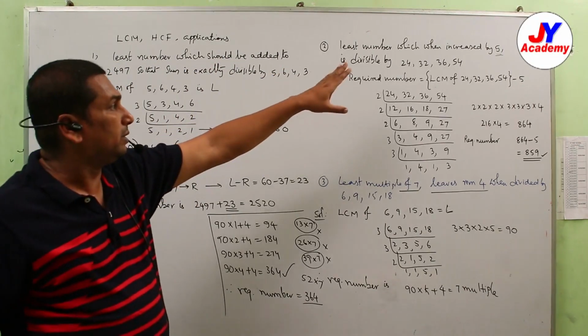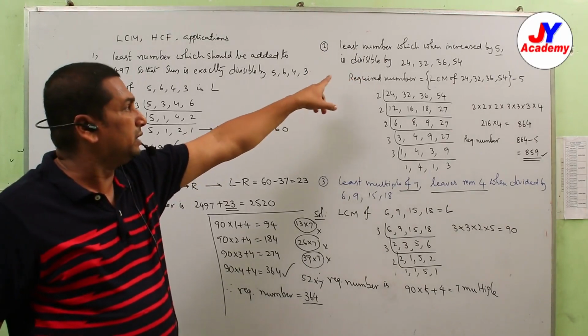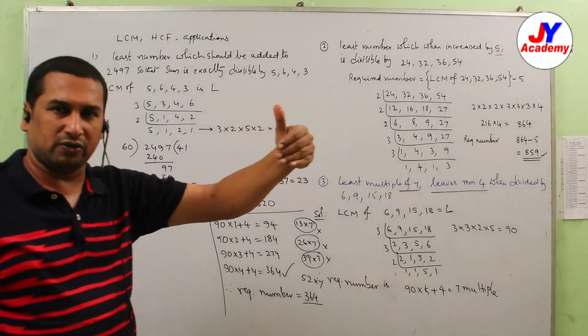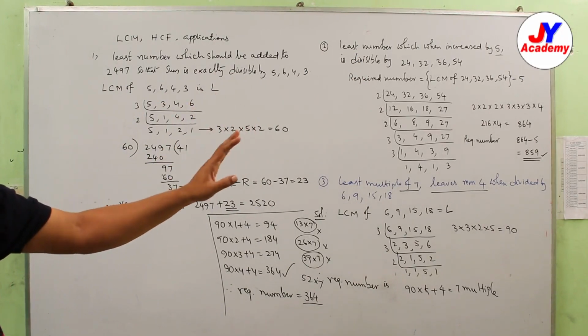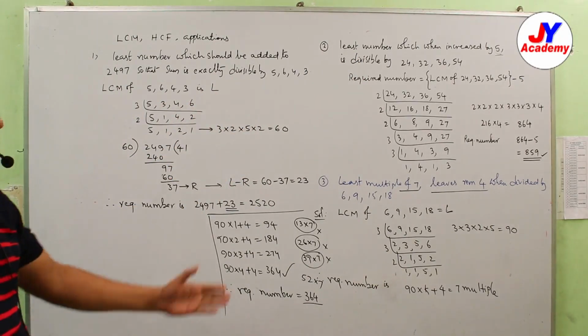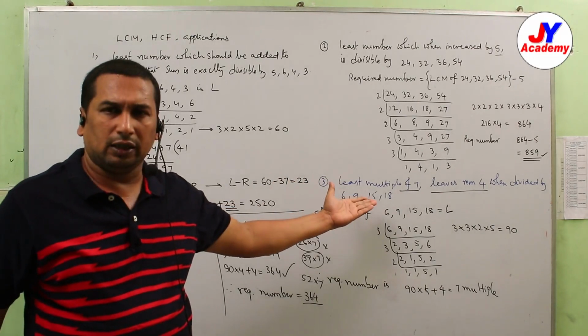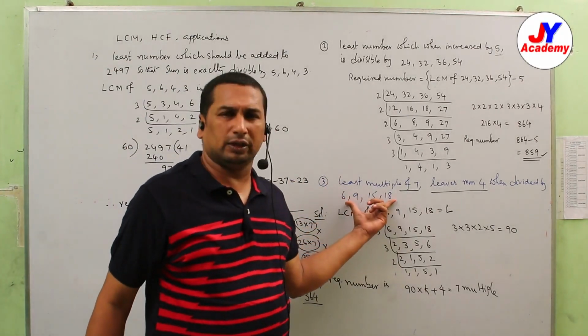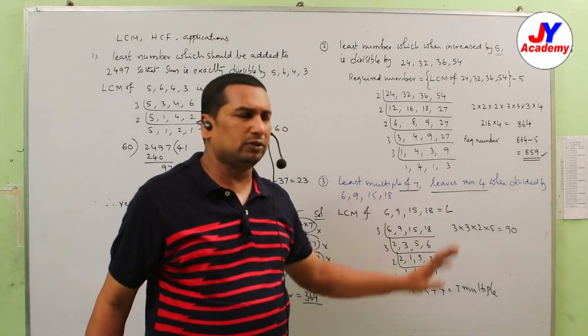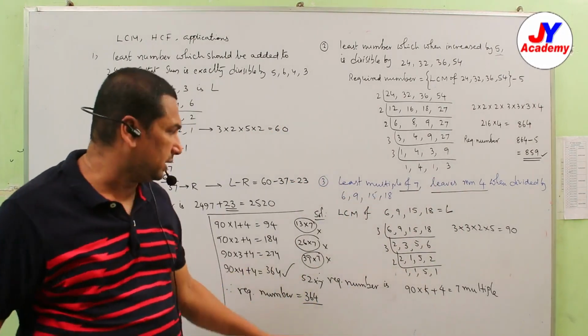Second type, least number when increased by 5 which is divisible by, increased by 5 means first we have to find the LCM and then subtract 5. The resulting value is the required number. Here in general, what is the least number when divided by 6, 9, 5, 15, 18 which leaves remainder 4, we can do directly, that is 94.